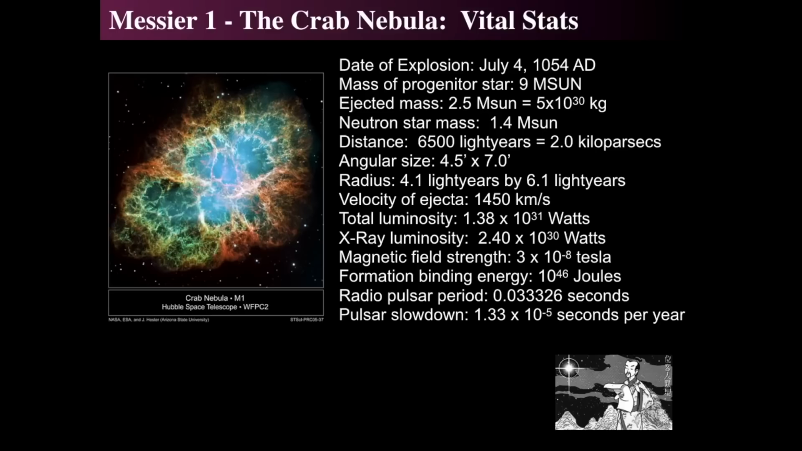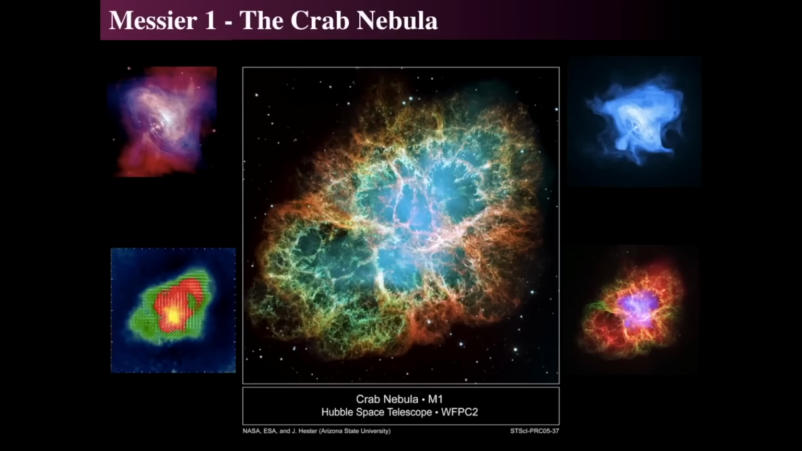And that's called a pulsar. And we'll talk about pulsars and neutron stars next time, but I just wanted to show you that. So the Crab Nebula has many observational characteristics, and so we see the Hubble Space Telescope image taken with the Wide Field Planetary Camera 2, and this was taken by Hester at Arizona State University with the Hubble Space Telescope.